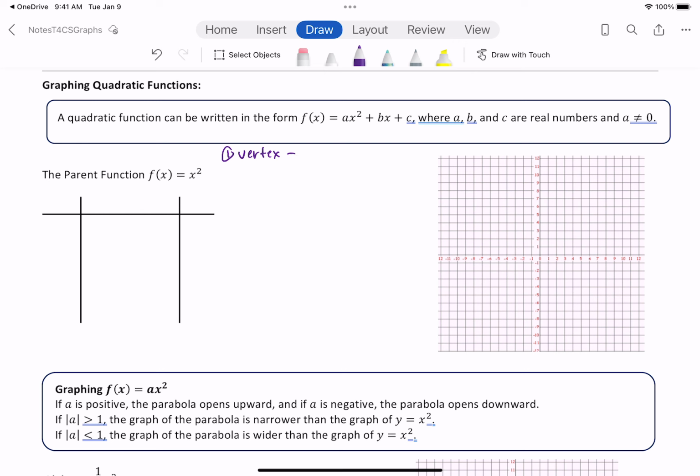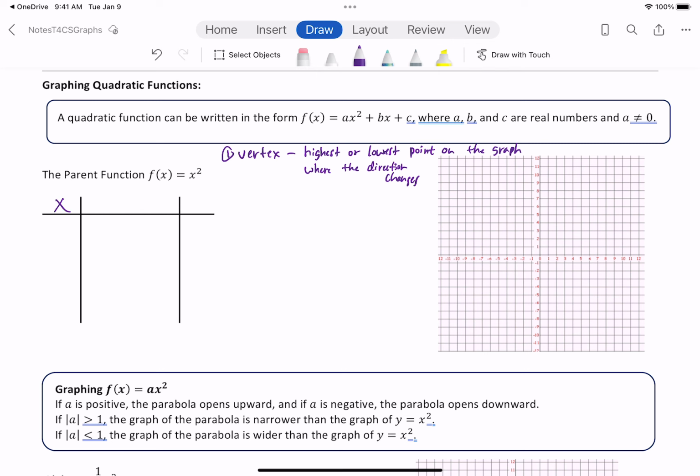And the vertex is the highest or lowest point on the graph, and it's where the direction of the graph changes. So once we find that vertex, what we want to do is put that in the middle of the t-chart and let that dictate how to choose more x values.